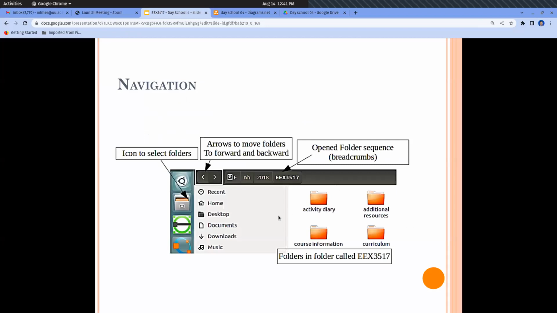These are included in all the graphical user interfaces.